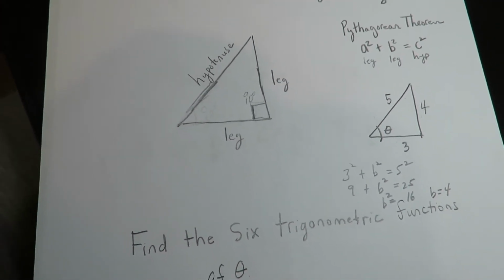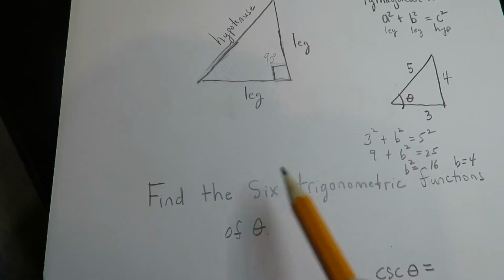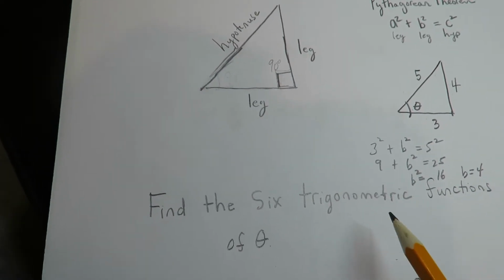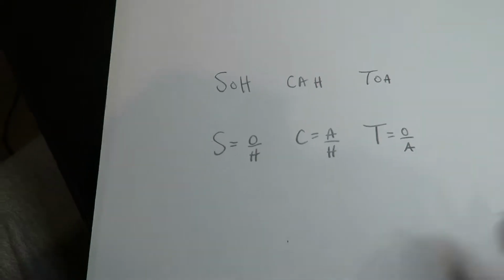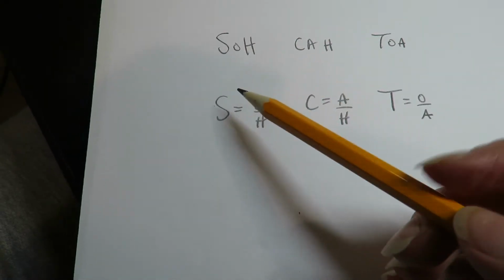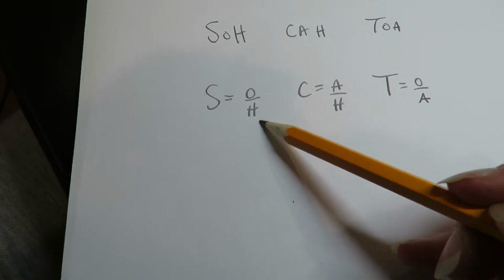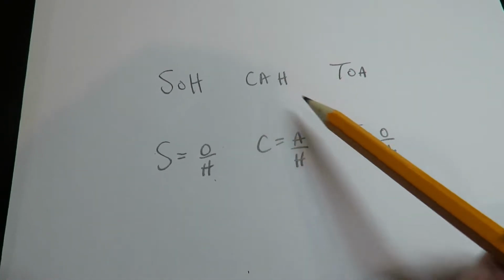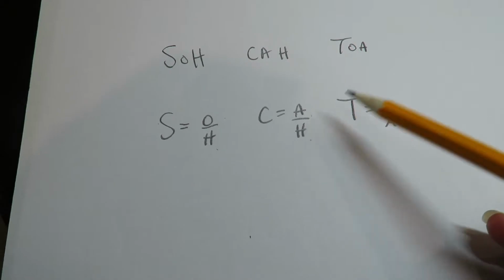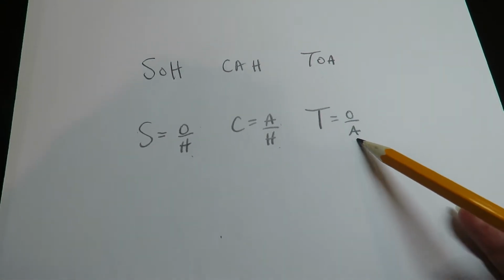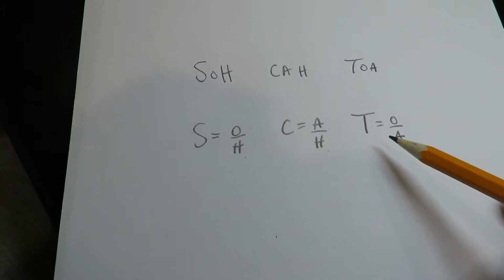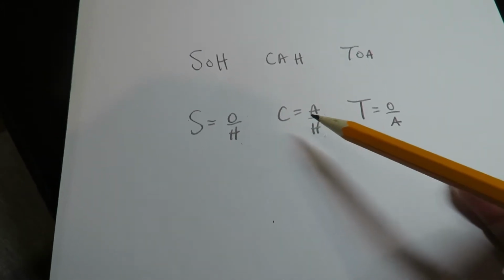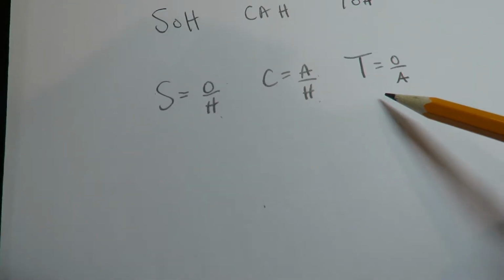Now that we have all the sides of the triangle, we can find the 6 trigonometric functions. Let me give you a little mnemonic for what I was just talking about. The mnemonic is SOHCAHTOA. The sine is the opposite over the hypotenuse. The CAH is the cosine, which is the adjacent over the hypotenuse. And the TOA is the tangent, the opposite over the adjacent. This is a really nice mnemonic to remember the sine, the cosine, and the tangent.